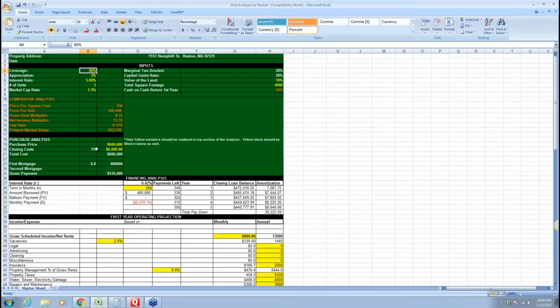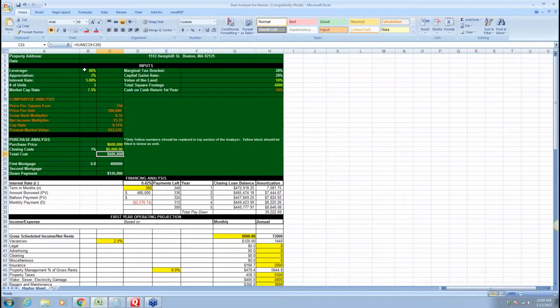Another thing to keep in mind is, you have your purchase price, but there are closing costs. There are always going to be closing costs in a transaction, usually around 1%. So just keep in mind that your total cost of the loan is actually going to be $606,000. So we'll start back up here at the top.